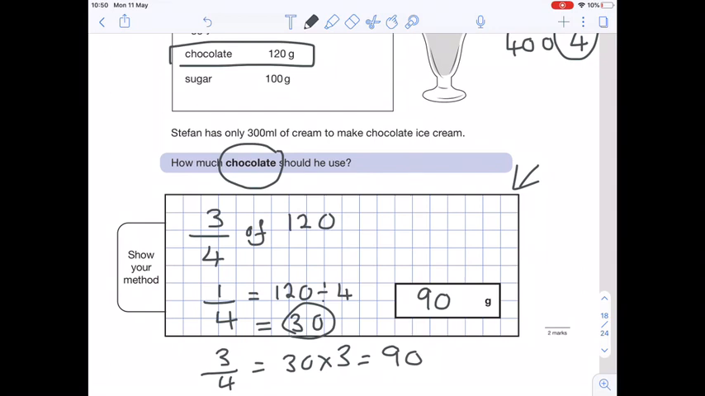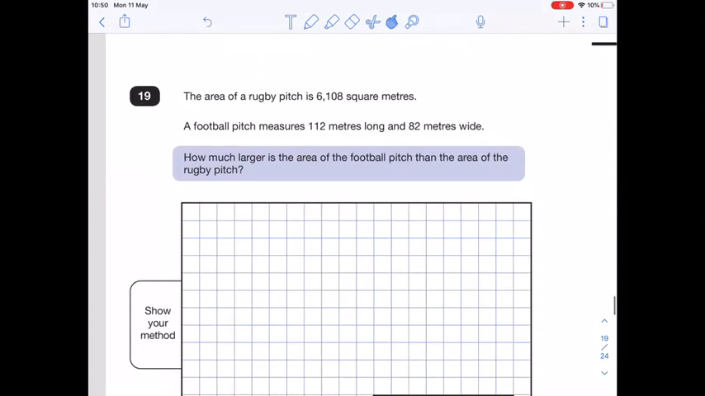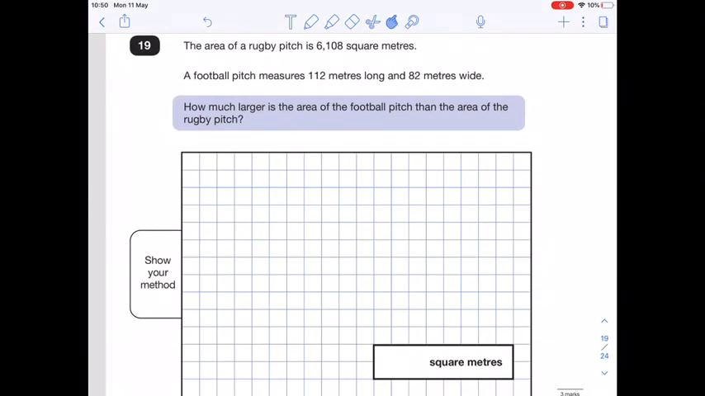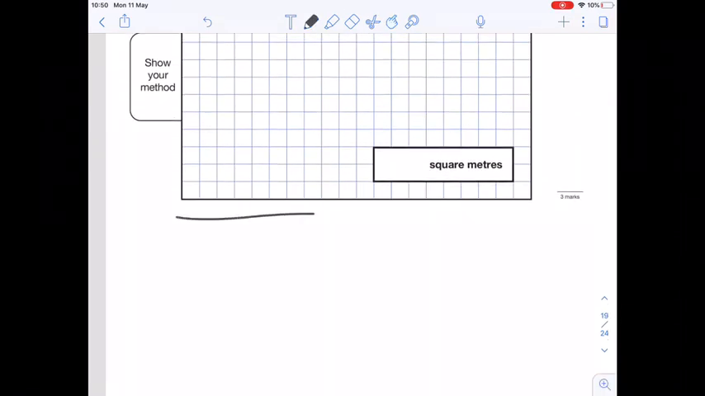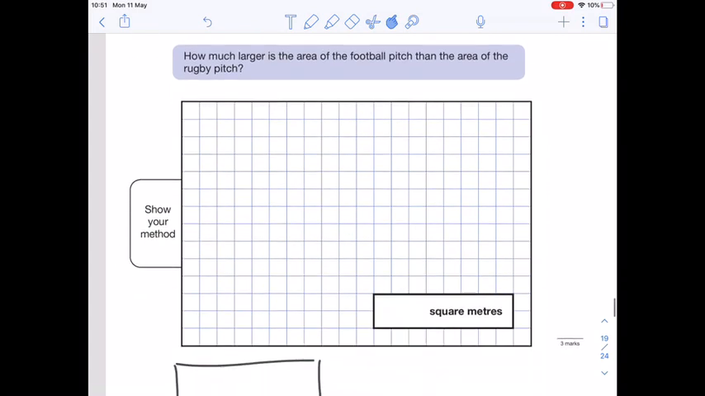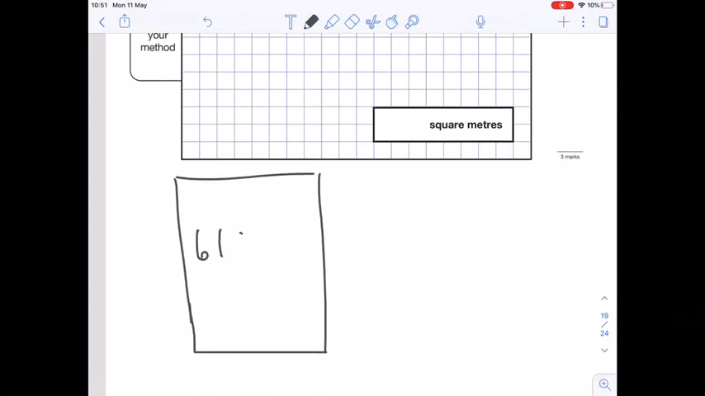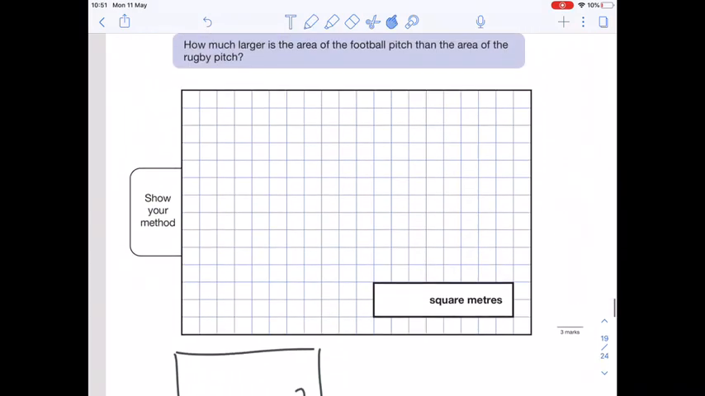Okay. Lovely. And now I know that we've definitely, I think, all done this one probably, but you can have another go at it. Hopefully you did have another go. I always find pictures quite useful. So the area of a rugby pitch is 6,108 square metres. So area, here's my rugby pitch. Okay, and it is 6,108 square metres.